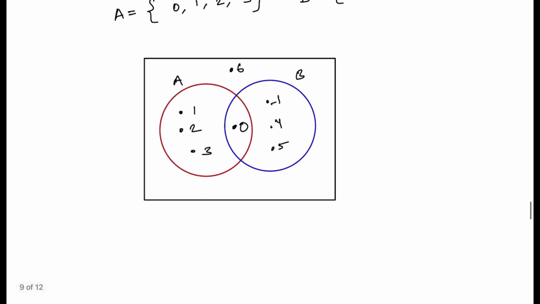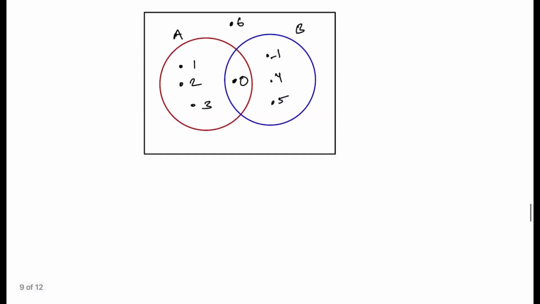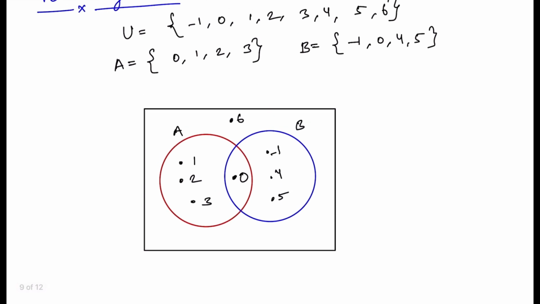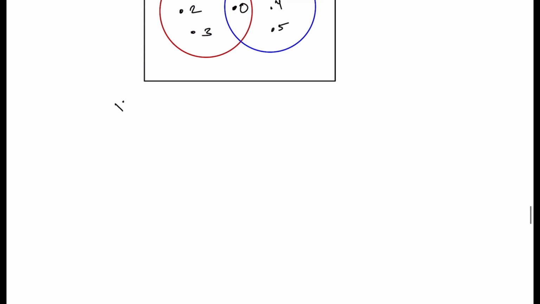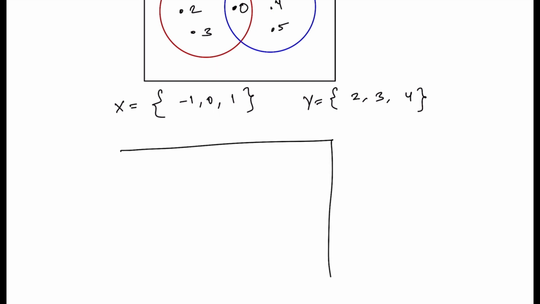Okay, now we will take another example. Let's consider the same universal set. We will consider new sets x and y. Let's say x has elements minus 1, 0, 1, and y has elements 2, 3 and 4. Similarly, we will draw a rectangle for the universal set.